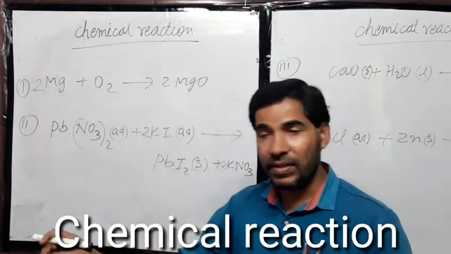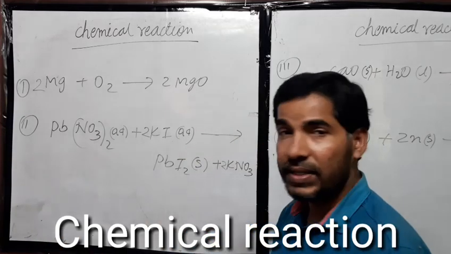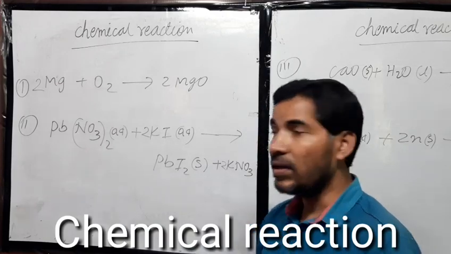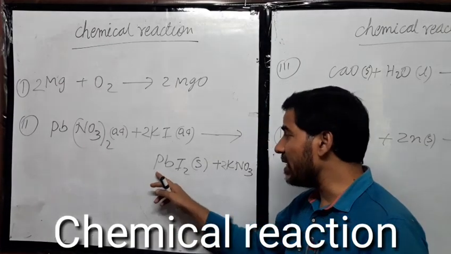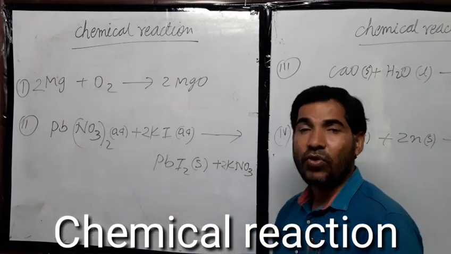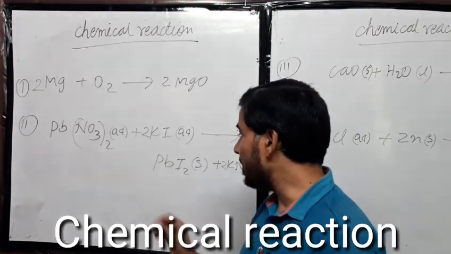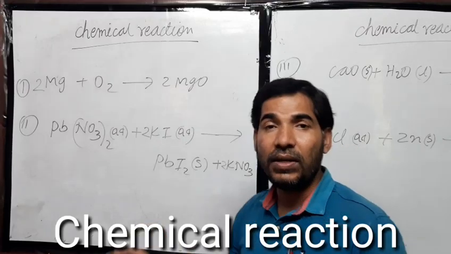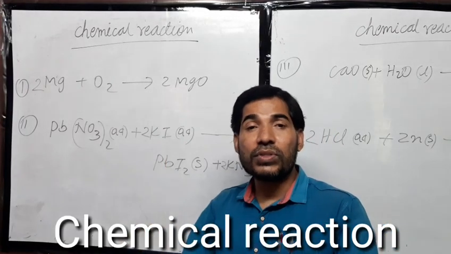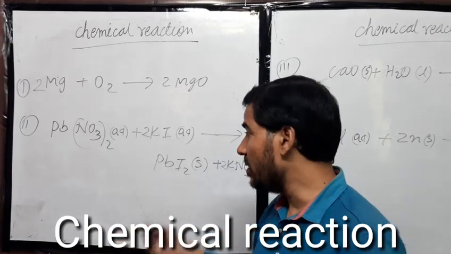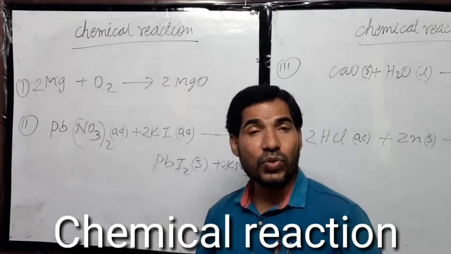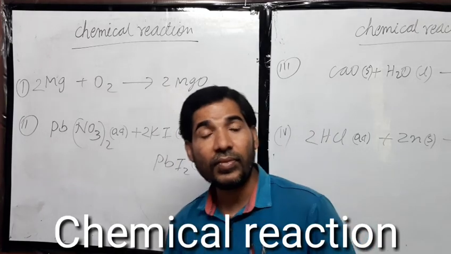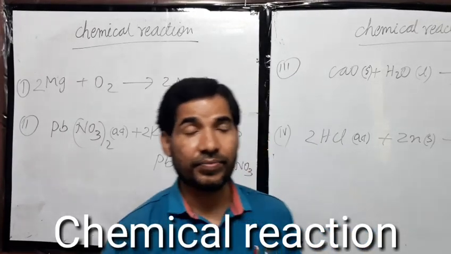How is it possible? Listen. When both get combined, a yellow precipitate of lead iodide is formed. Since its color is yellow, due to the formation of this yellow precipitate, the color of the whole solution turns yellow. Since a change in color takes place here, it is also an example of a chemical reaction. Next definition we will see.